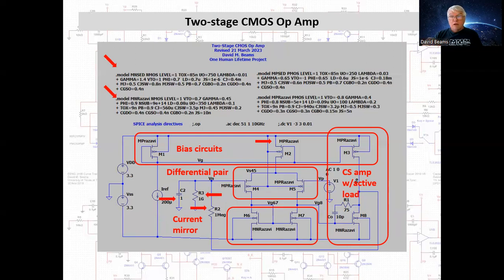Essentially, for AC purposes, the inverting input is held at ground. Why do we do that? Well, on the non-inverting input, we have an AC voltage source with an amplitude of 1 volt. And then with the inverting input held at AC ground potential, the AC voltage that's developed at the output is numerically equal to the open loop gain of the op amp.